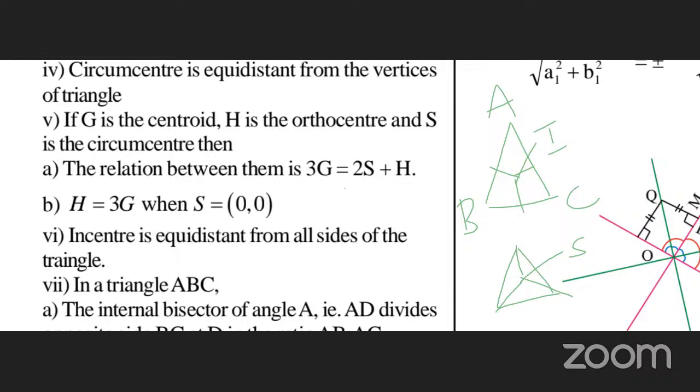So what is this circumcenter? The circumcenter is equidistant from all the vertices. Only then do we call it a circumcenter. Whereas the incenter is equidistant from the sides. From all the sides of the triangle, it is equidistant. Such a point is called the incenter of the circle.